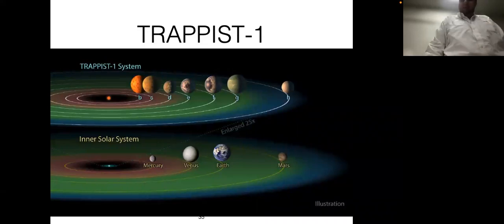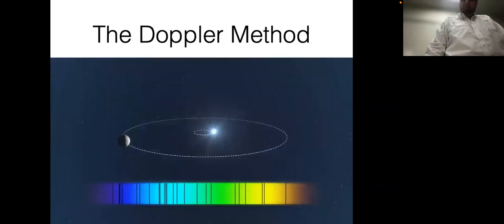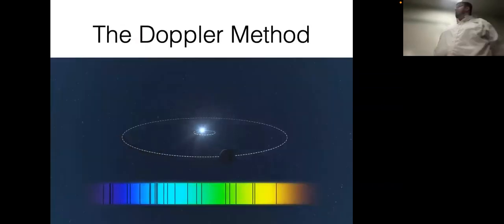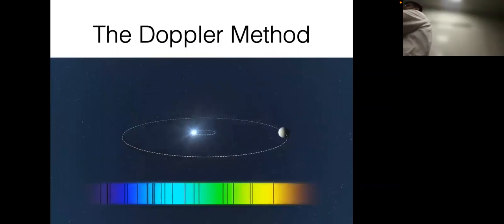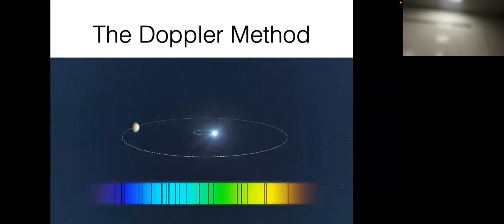So that's the transit method, and it's the most successful method. I'm going to skip the math, but it is the most successful method for finding planets around other worlds to date. The second most successful method is the Doppler method. It's one I spend a lot of time on.